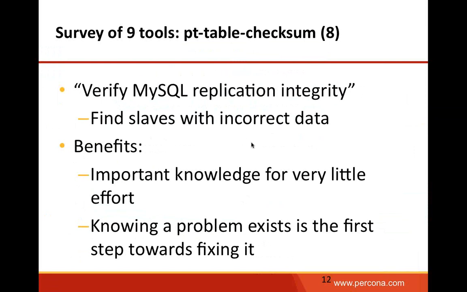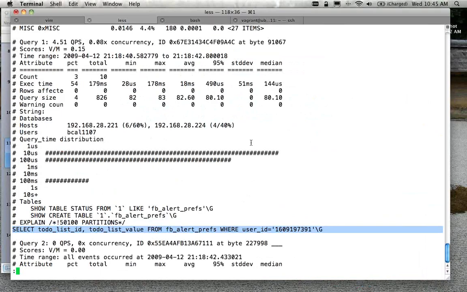It's a very common problem, and that's why this is a very popular tool. The benefits are it's very important knowledge for very little effort. It's critical to know if a slave has become out of sync, and it's easy to find. And the second benefit, knowing that the problem exists, is the first step towards fixing it. And this tool makes it easy. So I'll demonstrate real quick.